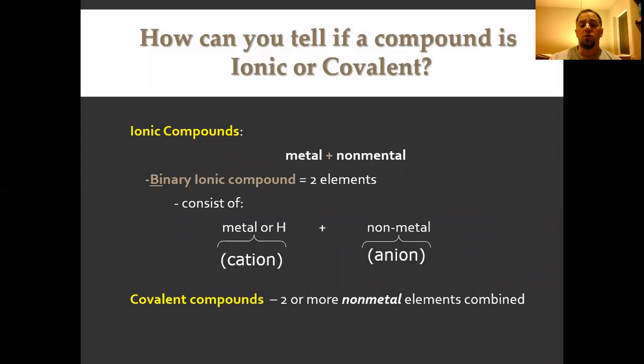Compounds can also occur as covalent compounds. 2 or more nonmetal elements combined is going to be a covalent bond. So covalent compounds occur between nonmetals.